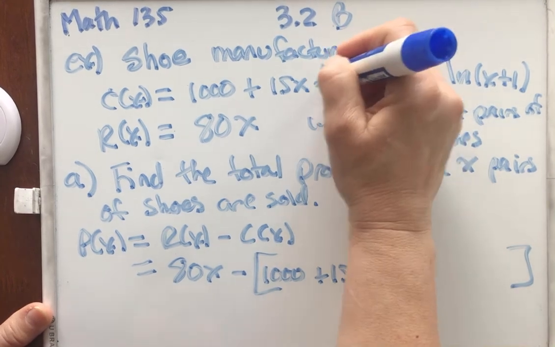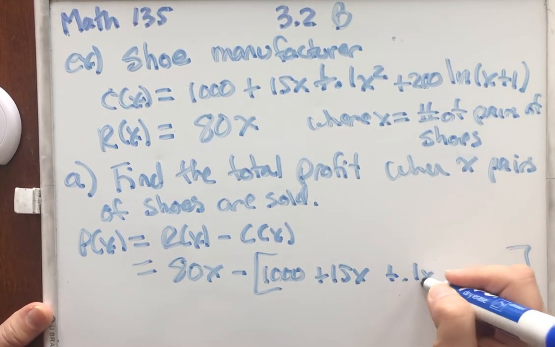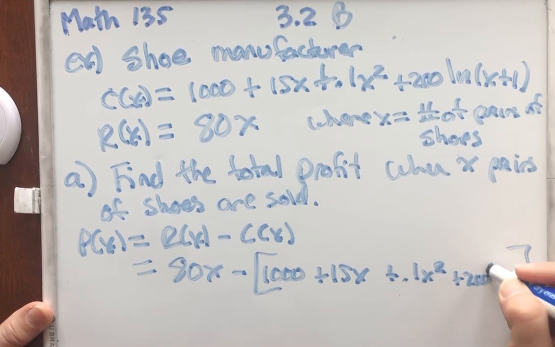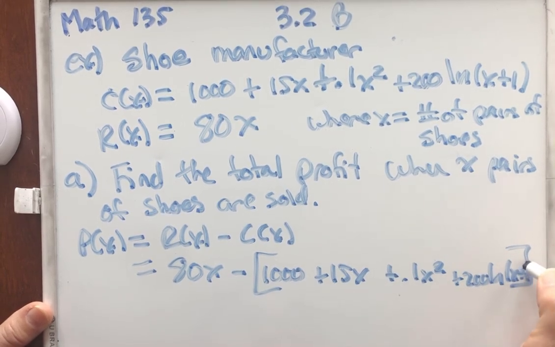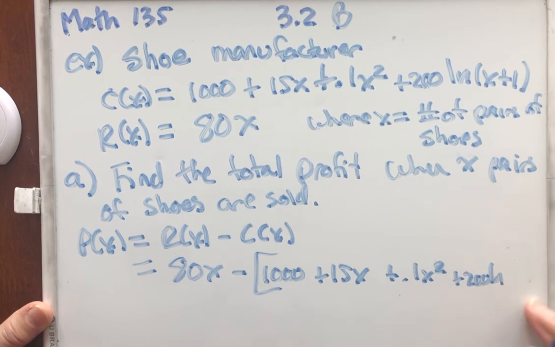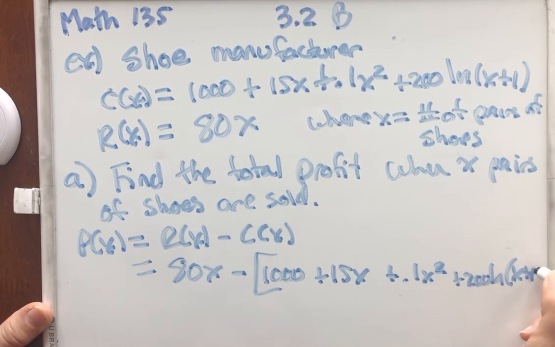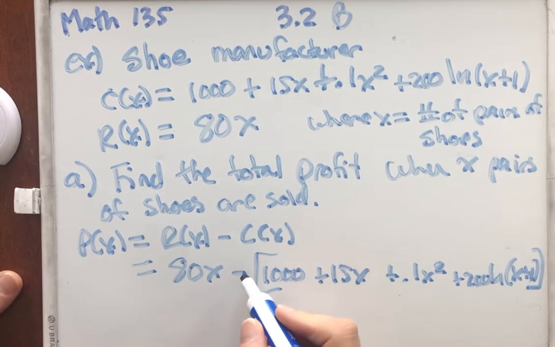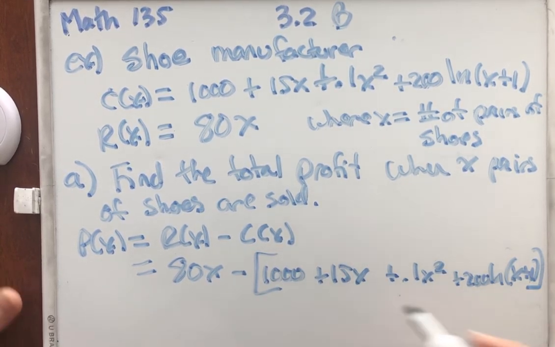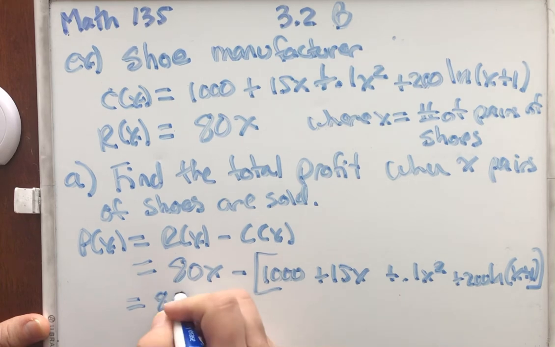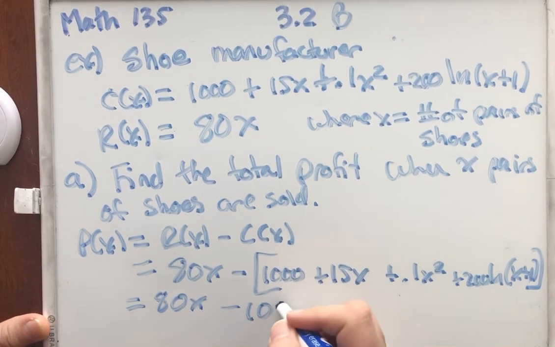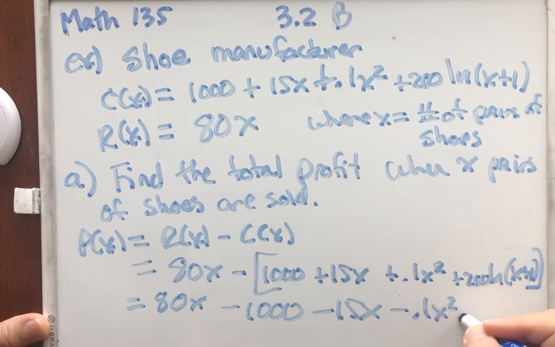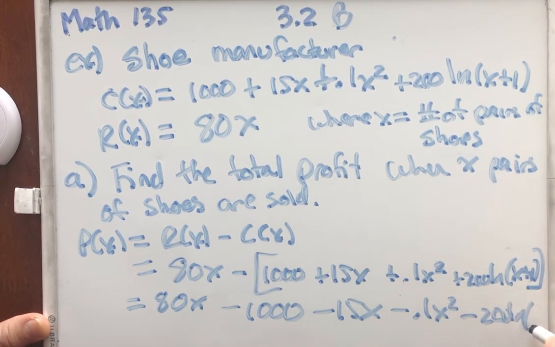This should be a plus 0.1x squared plus 200 ln(x plus 1). Algebraically, we're just going to distribute this negative sign to each item inside. And we have 80x minus 1,000 minus 15x minus 0.1x squared minus 200 ln(x plus 1).